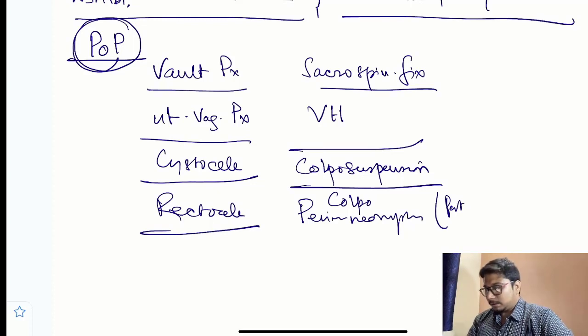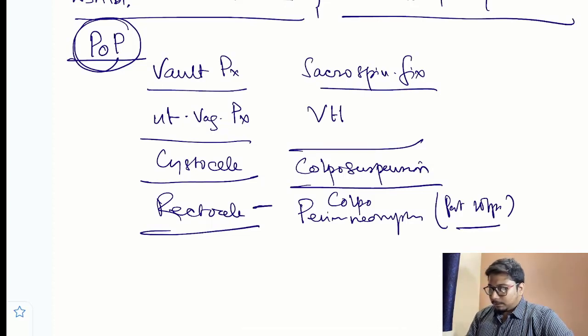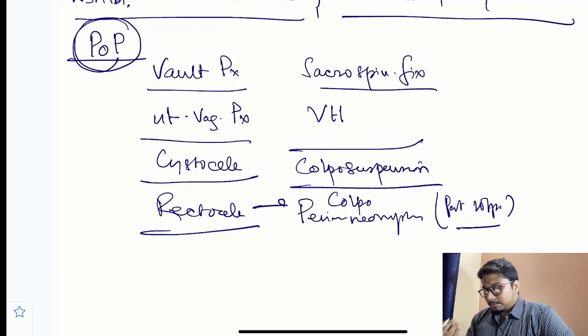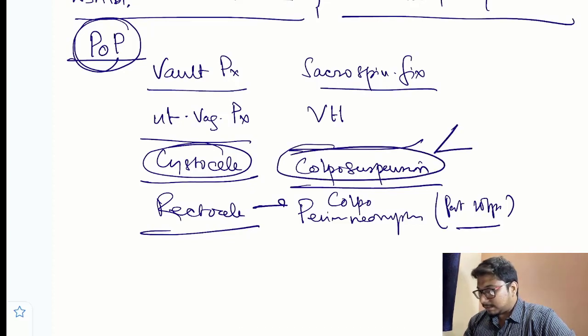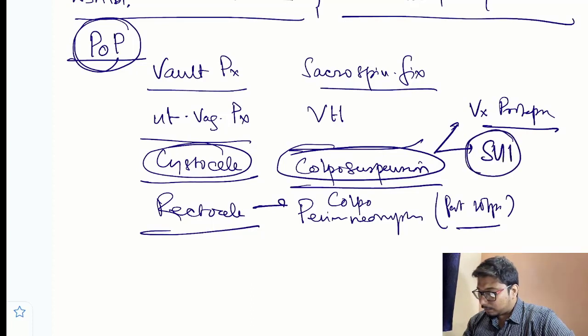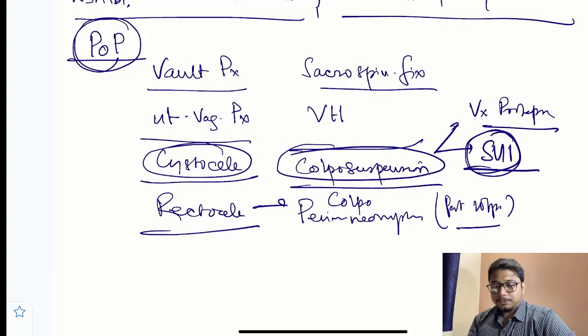It's basically posterior only if you're doing a colpoperineorrhaphy. So posterior colpoperineorrhaphy. So rectocele, definitely it's a posterior fascial defect. So the surgery is posterior colpoperineorrhaphy. For cystocele, the surgery is anterior colporrhaphy, whereas colposuspension is the surgery for either vault prolapse, or most commonly it is the surgery done for SUI. Burch colposuspension, laparoscopic or open, is considered the gold standard surgery for stress urinary incontinence. So this is a wrong match, definitely a wrong match.